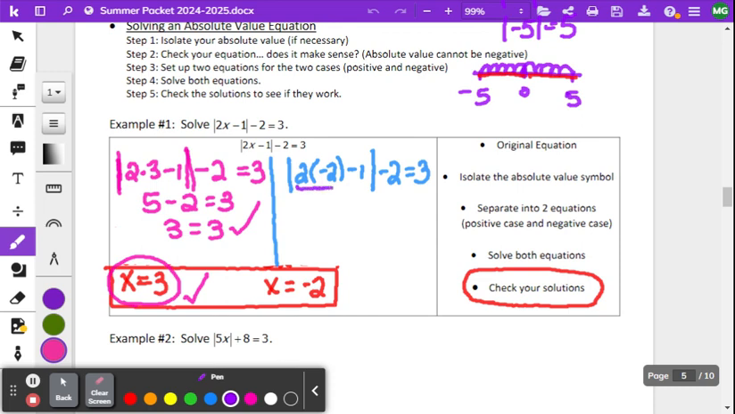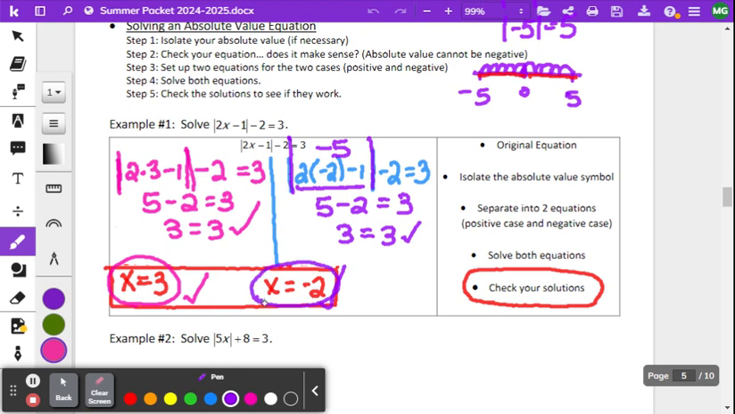2 times -2 is -4. Minus 1 gives us -5. But remember, the absolute value of -5 is 5. So once again, we get 5 minus 2 is 3. And yes, 3 does equal 3. So -2 is also a solution.